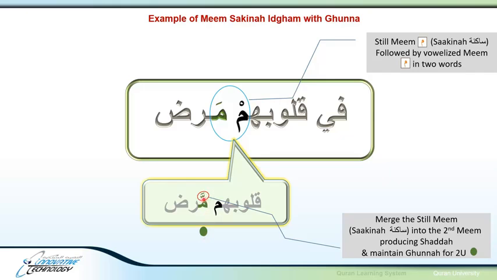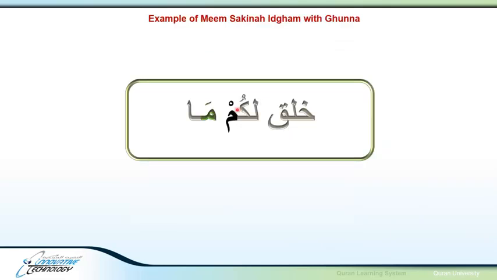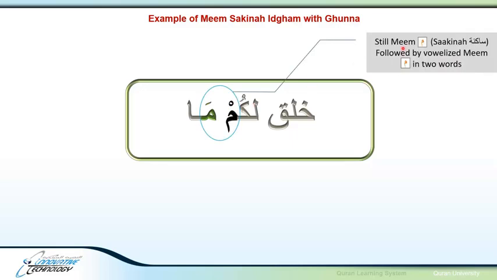Now we'll take the second example. خلق لكم ما. The first Meem in the first word is Sakinah, as we see. The second Meem in the second word is again with a vowel, in this case a fatha. And the two Meems now, the hukum is to bring them together.